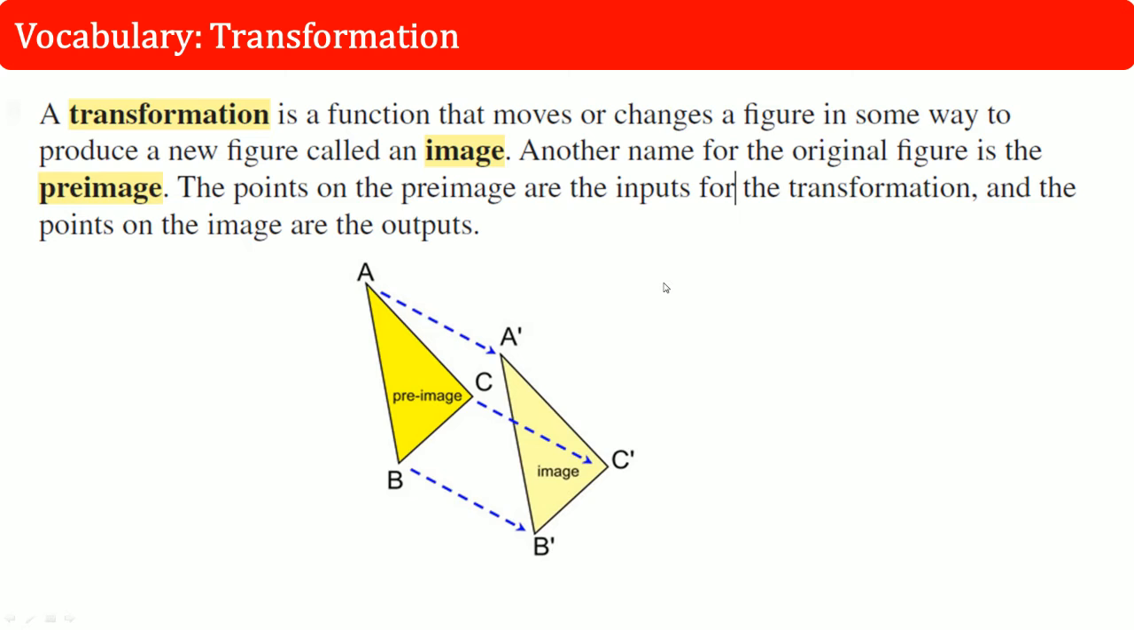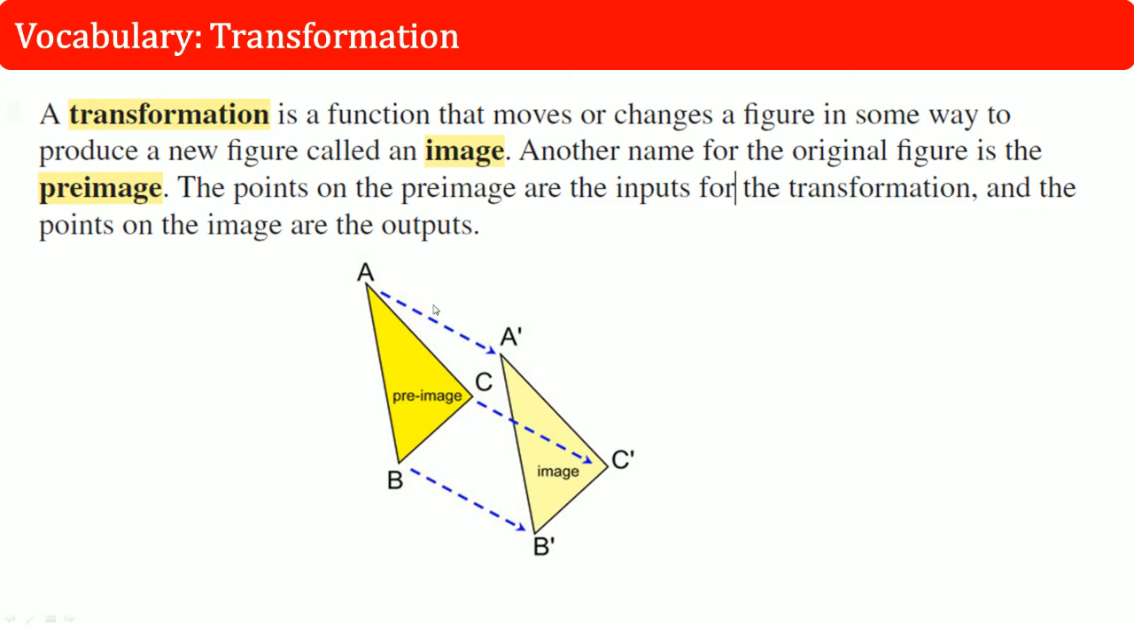Vocab: transformation. A transformation is a function that changes a figure in some way to produce a new figure called the image. Another name for the original is the preimage. Here you're going to say what the preimage is. The preimage is labeled as A, B, C, and the new image is called the image, which is A prime, C prime, and B prime.